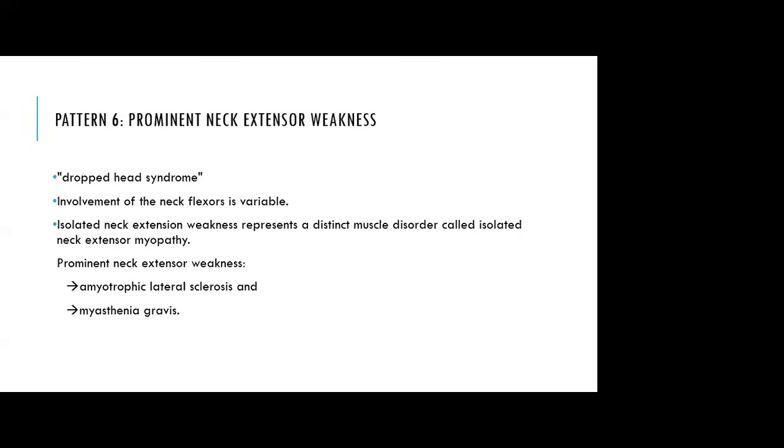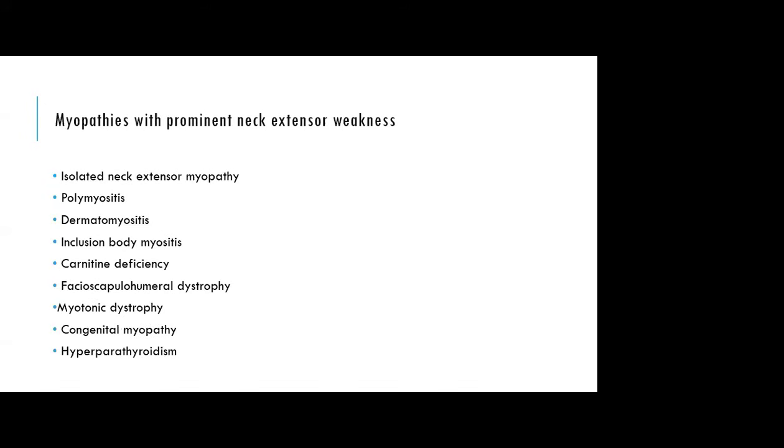So prominent neck extensor weakness is commonly seen with amyotrophic lateral sclerosis and myasthenia gravis, usually, whereas the myopathies with prominent neck extensor weakness are isolated neck extensor myopathy, polymyositis, dermatomyositis, inclusion body myositis, carnitine deficiency, FSHD, myotonic dystrophy, congenital myopathy, and hyperparathyroidism can also have the prominent neck extensor weakness.